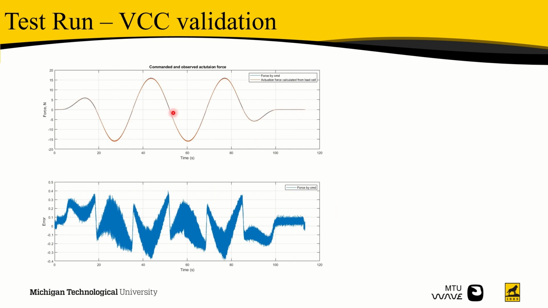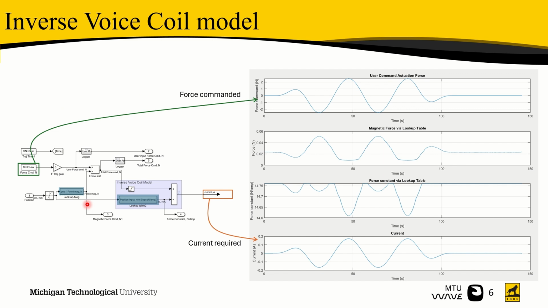Similar thing was performed with a sine wave. Up here we commanded a 4 Newton sine wave in blue, and the orange is the actuation force measured by the load cell. The commanded force and actuation force almost always overlap each other, and you can see the error values, which range from minus 0.3 to 0.3 Newton. So this shows that our voice coil characterization was pretty good.